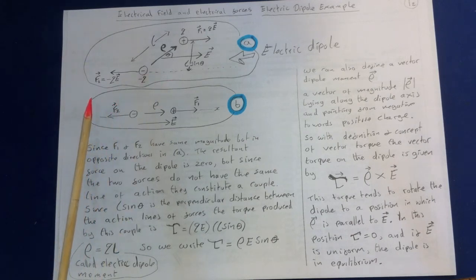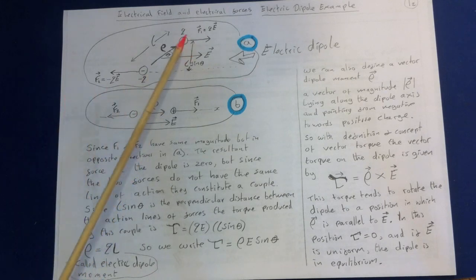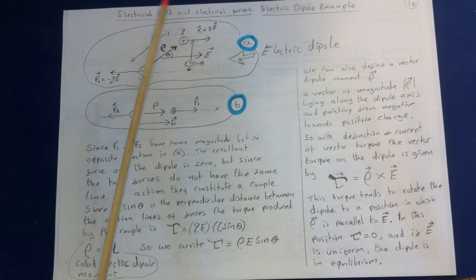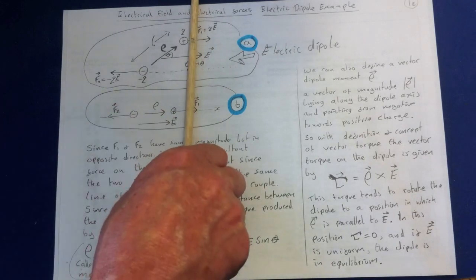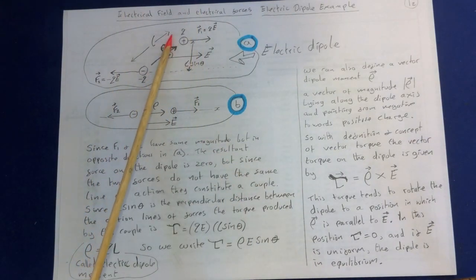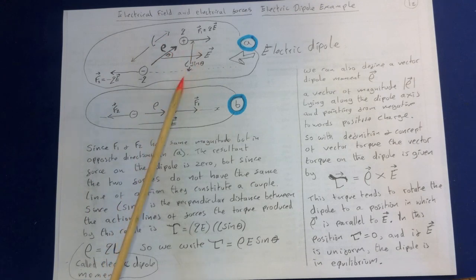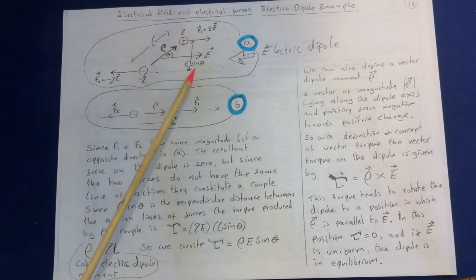The torque produced by a couple is the force times the perpendicular displacement between the two lines of action. To get that, we can simply use L and the angle, so that perpendicular distance is L sine theta. Torque is force times this perpendicular displacement between the lines of action, for this electric dipole, since L sine theta is the perpendicular distance between the lines of action of the forces.